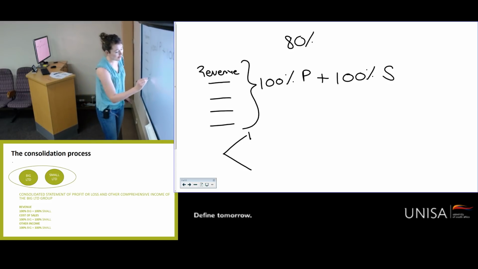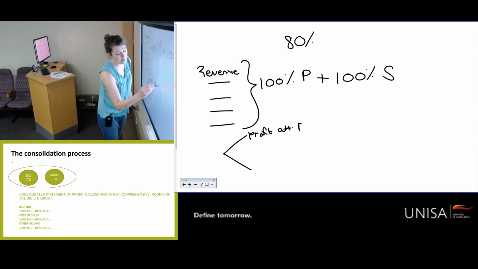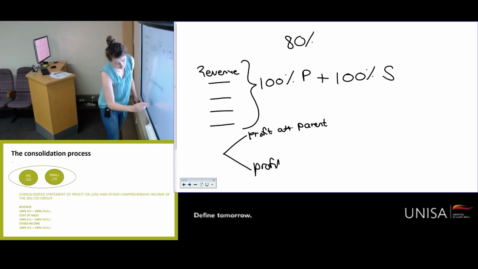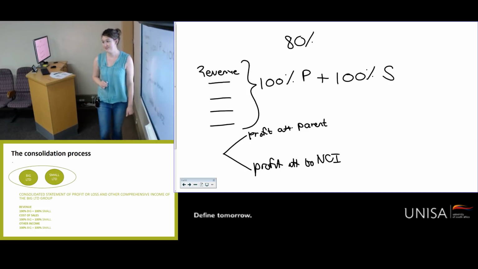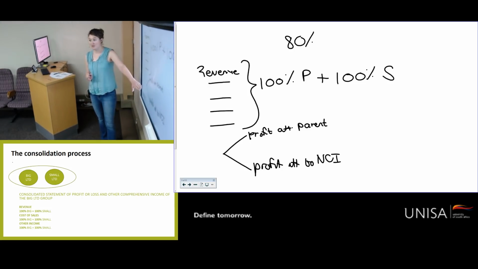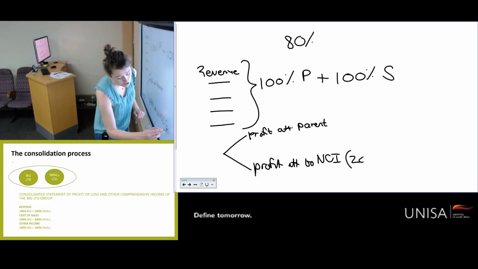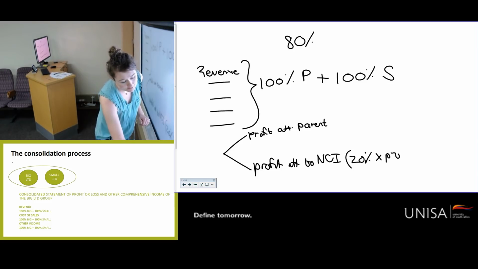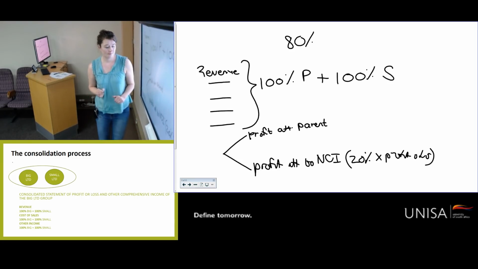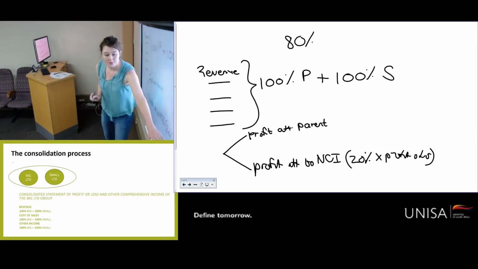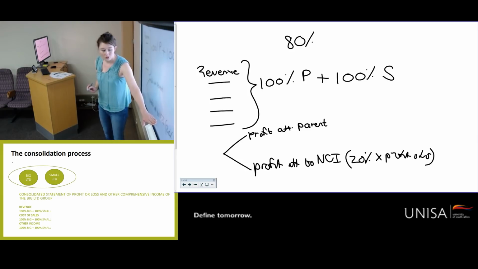and you've probably seen it before, where I say profit that's attributable to my parent and profit that's attributable to my non-controlling interests. This is where I show my investors that actually the non-controlling interests, the other shareholders, own 20% of the profit of the subsidiary. Okay, so 20% of the profit of the subsidiary is owned by the non-controlling interest.